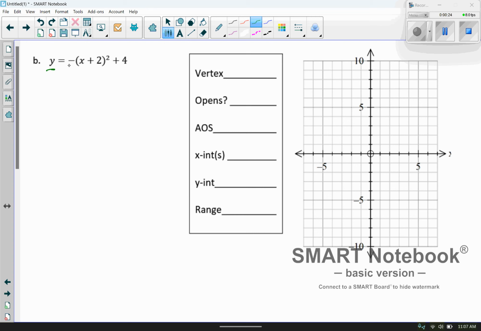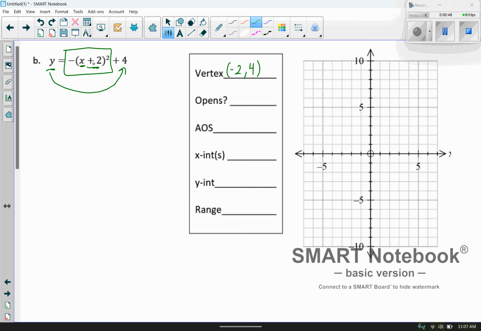So remember the vertex on the last one. So it's going to be the x value is the opposite of this. So it would be a negative 2. And then that would result in the 4 right there. Because what happens is when you plug in negative 2 right there, this goes to 0. This goes to 0. So then y would have to equal 4 right there.